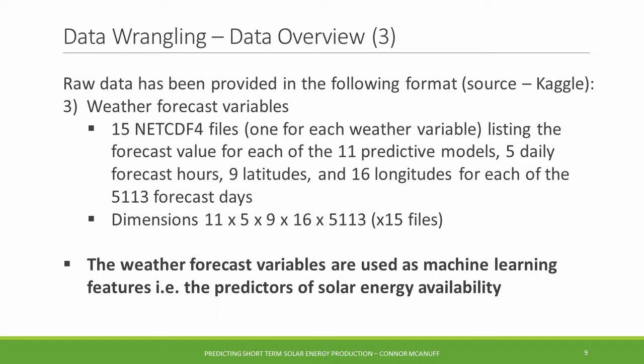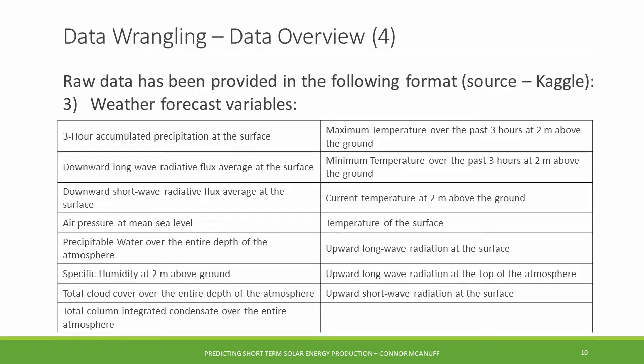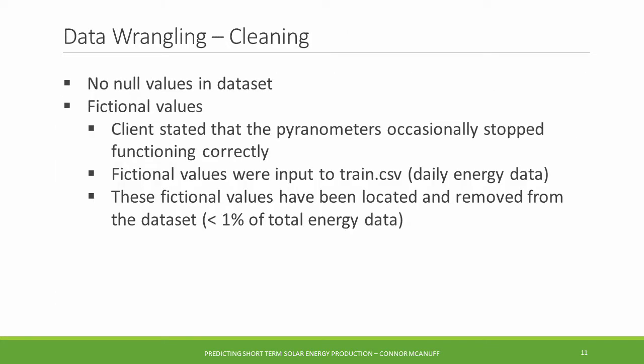These weather forecast variables will be organized and used as the machine learning features, that is to say, the predictors of solar energy availability. The full titles of the 15 weather forecast variables are displayed here. As you can see, they are different than your average consumer forecast of essentially temperature, precipitation, and humidity. Many of the variables are seemingly similar to each other and likely correlated. For example, maximum temperature over the past 3 hours at 2 meters above the ground and current temperature at 2 meters above the ground.